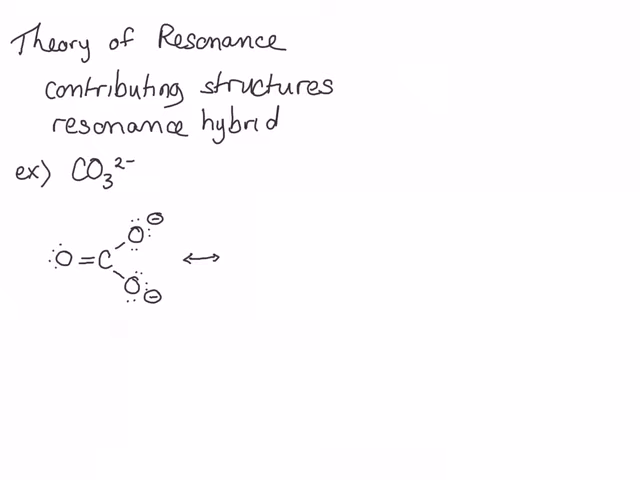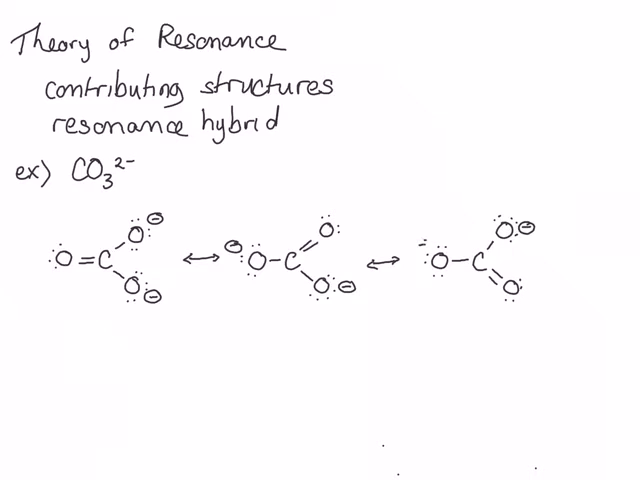So I'll draw the additional contributing structures. Another contributing structure looks like this, where we've moved the double bond and the charges onto different oxygen atoms. And then finally we can draw the last contributing structure, where the double bond is on this oxygen. So these are the 3 contributing structures to the resonance hybrid of the carbonate ion.